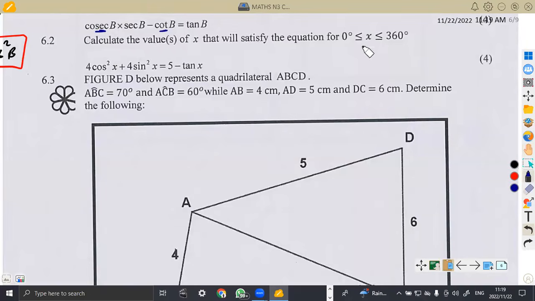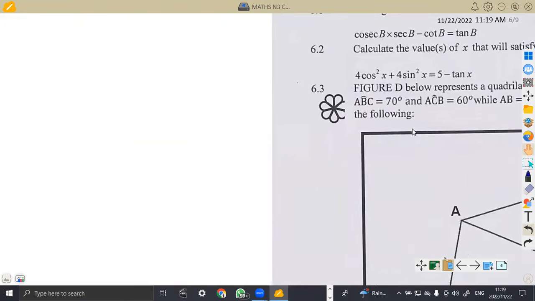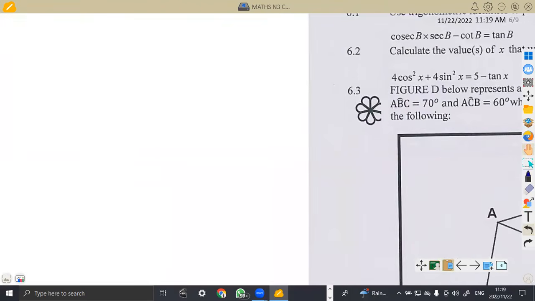Take note, your interval is from 0 up to 360 degrees. Okay, so this is the equation. You can also rewrite this equation just like the previous part. Let's see what you're going to have in this case. That's 6.2. Okay, so 6.2, we are given 4 cos squared plus 4 sine squared minus 5. So in this type of equation, you are the one who's supposed to choose which one to work with. Are you going to work with sine? Are you going to work with cos? Okay, but there's something that was important here.